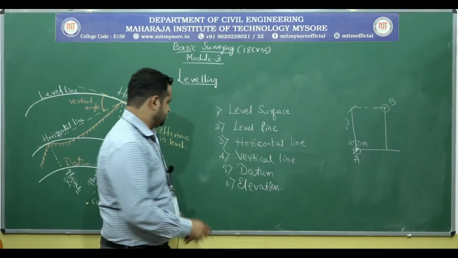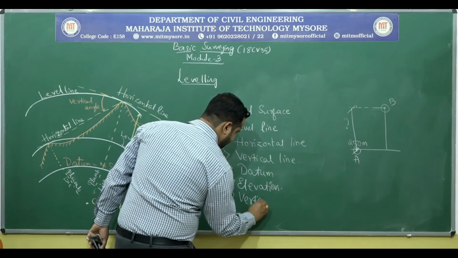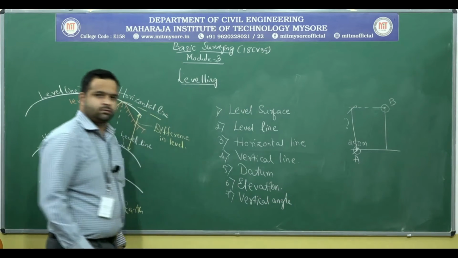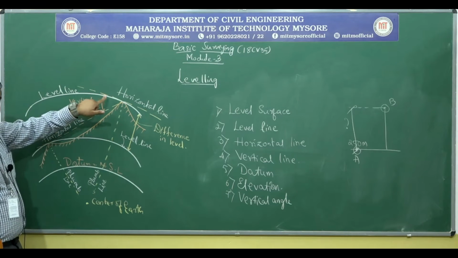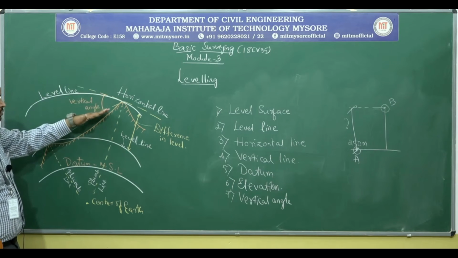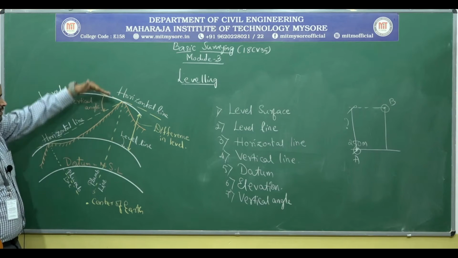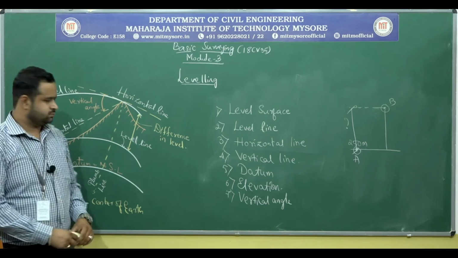Next, what is vertical angle? If you observe this figure, the vertical angle is nothing but the angle made between two lines. So whatever angle is made between the horizontal line, that is called the vertical angle.